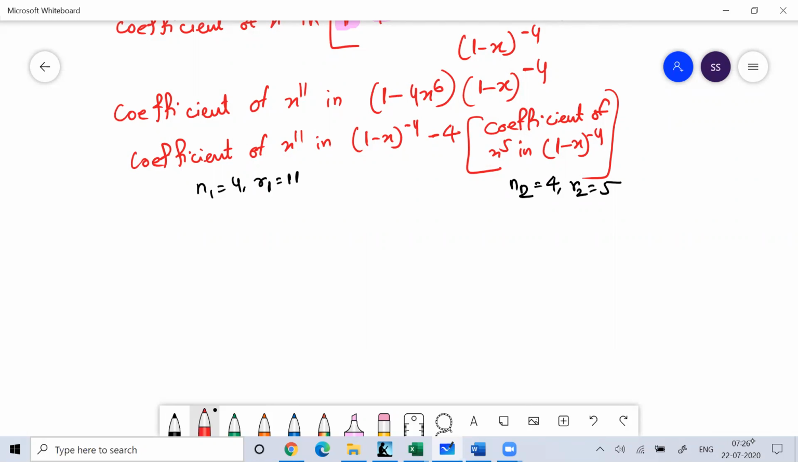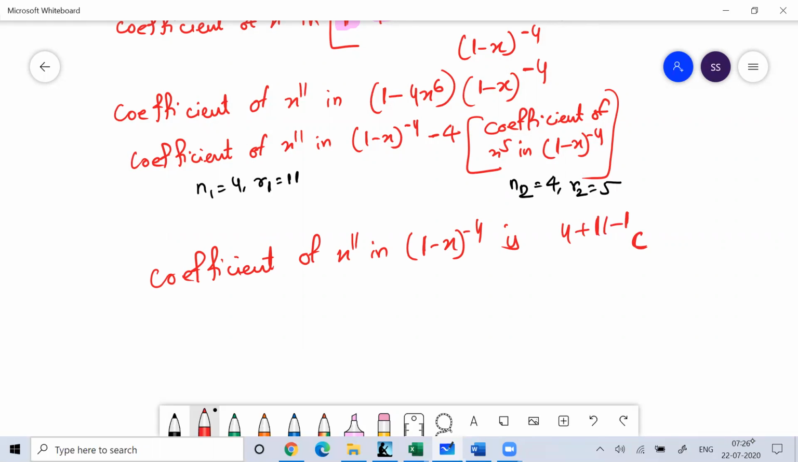So if you apply the formula, it becomes n plus r minus 1 C r. That is the formula, so you need to understand this. So the coefficient of x to the power 11 in 1 minus x to the power minus 4 is 4 plus 11 minus 1 C 11. So this is 14 C 11. 14 C 11 means 14 C 3, since 14 minus 11 is 3. So what is 14 C 3?